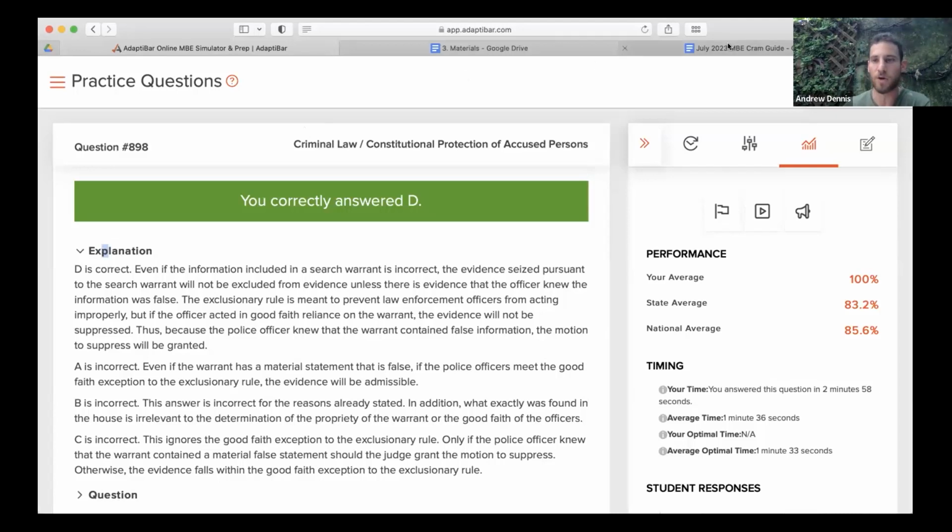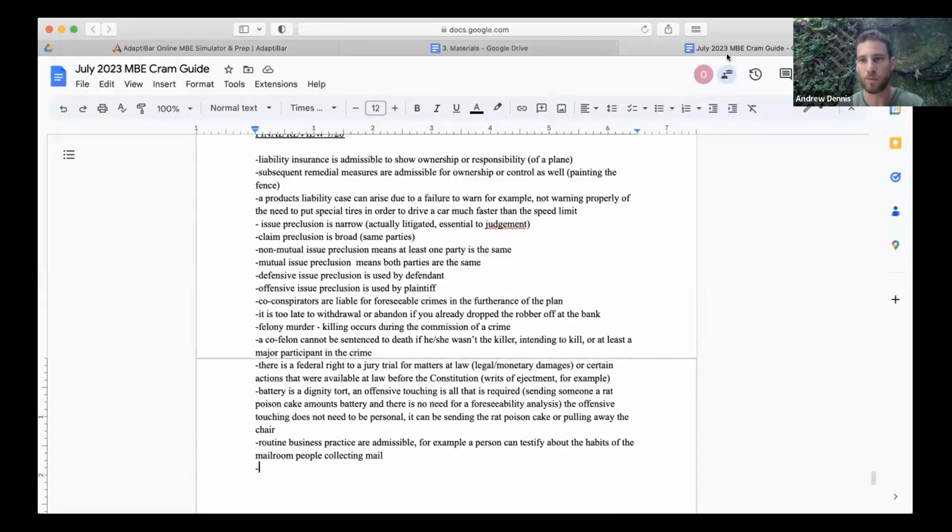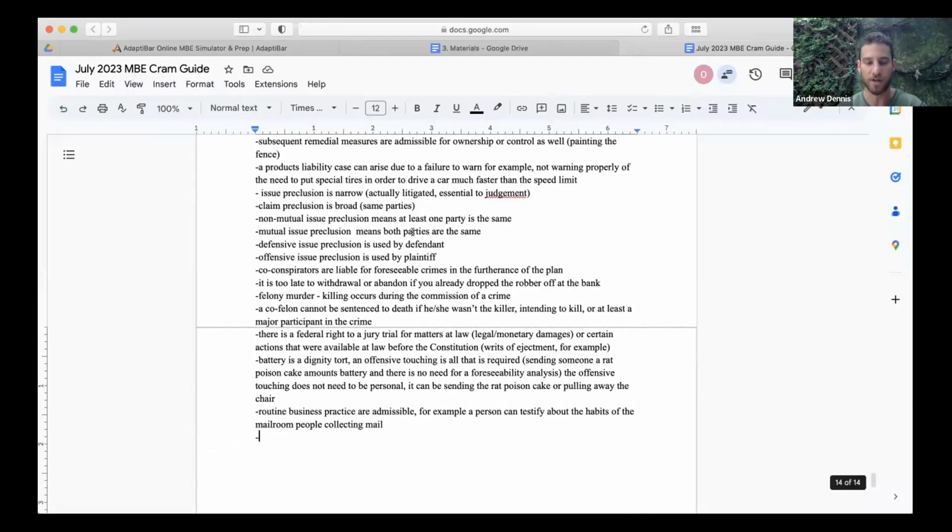So this is a great question of, at this point, we're a week away from the test, don't memorize the question, memorize the applicable rule of law, which is a police officer may reasonably rely on a defective warrant, but may not rely on information he knows to be false.